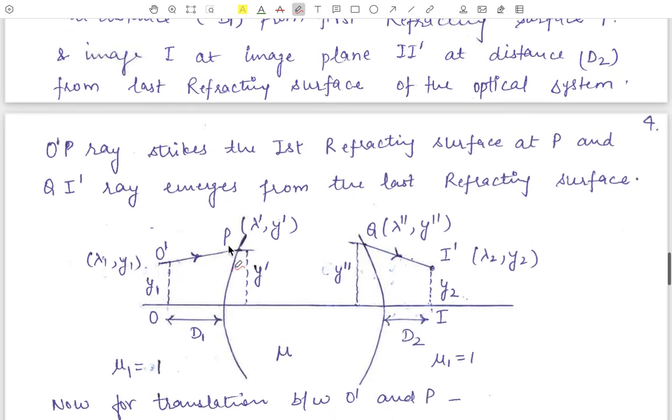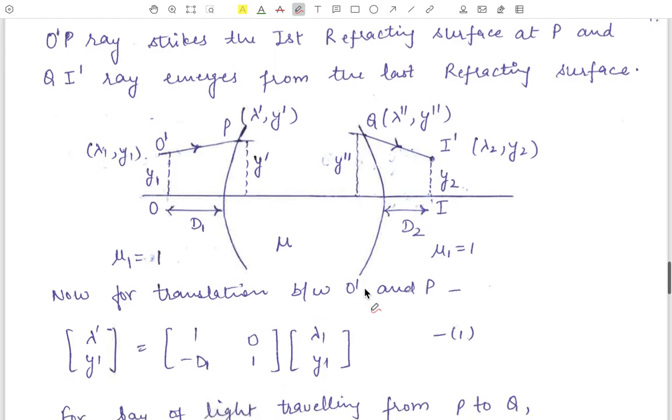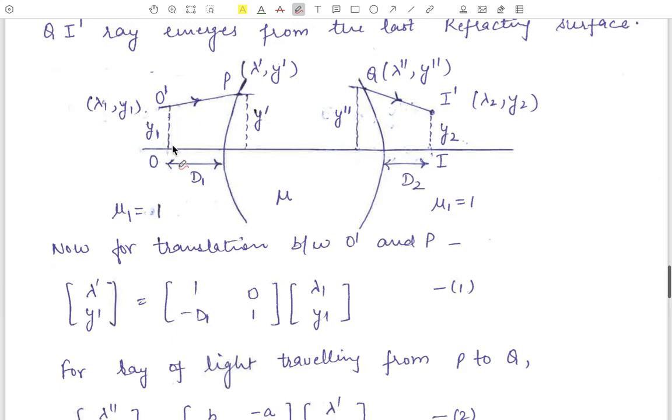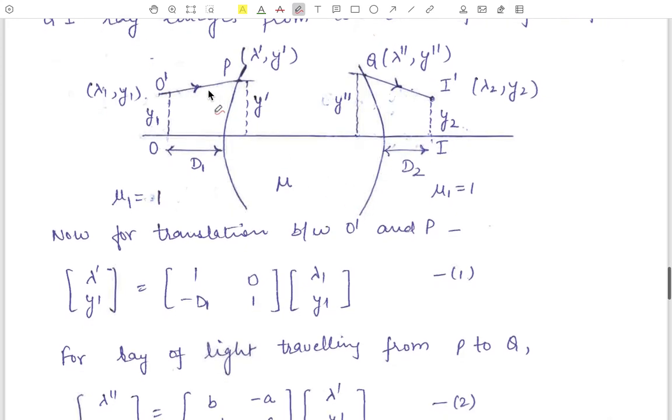Now O dash P is the incident ray and Q I dash is the refracting ray. ठीक है, now the coordinates of point O dash will be lambda 1 y1 is the perpendicular distance from the axis. Coordinates of point P lambda dash y dash the perpendicular distance of the point from the axis. Point Q coordinates lambda double dash y double dash and coordinates of point I again lambda 2 y2 is the perpendicular distance of this I dash from this axis. Now we have translation operation between O dash and P. Therefore we will write the equation for the translation operation here.